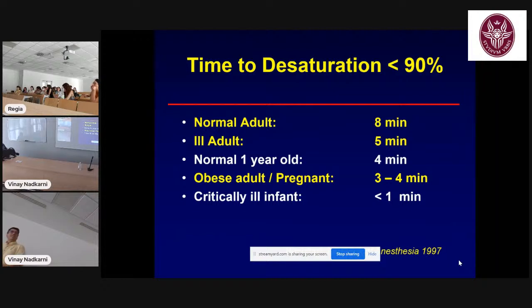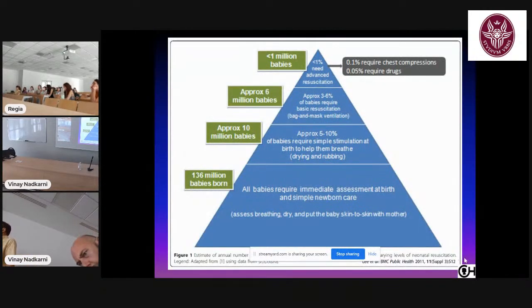This is old data, 1997 from the textbooks. It's not new. But we have to remember, this is why when we're intubating, when we're providing respiratory support for a young child, we oftentimes can't do a standard rapid sequence intubation like you would in an adult. Because they desaturate, we oftentimes have to bag mask in addition to giving medication.